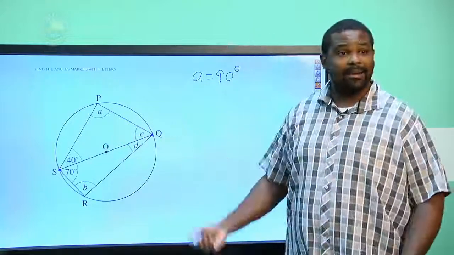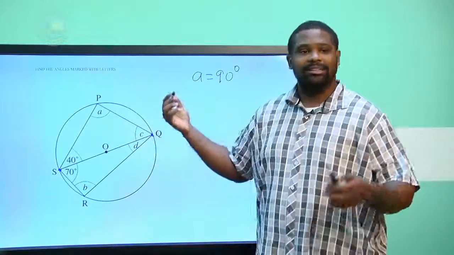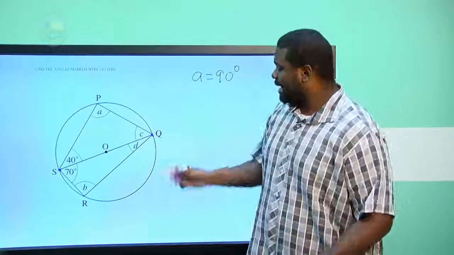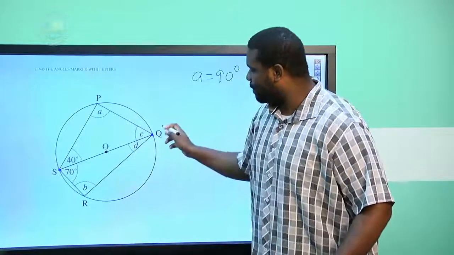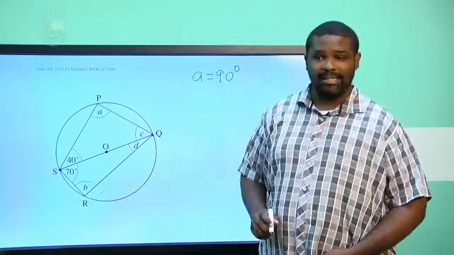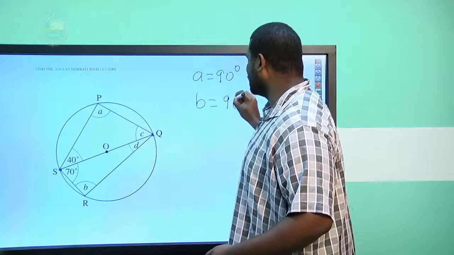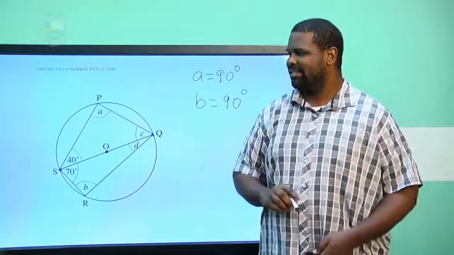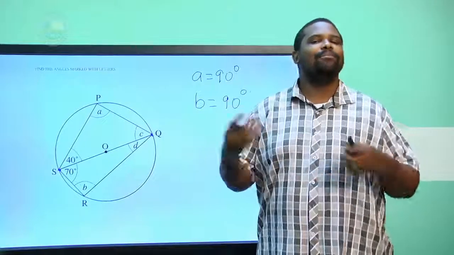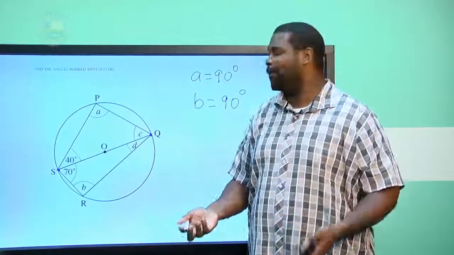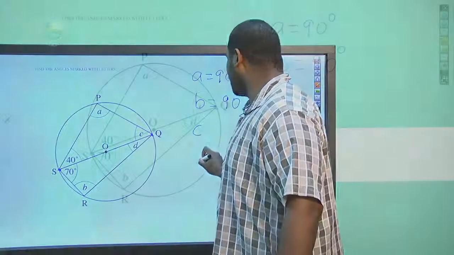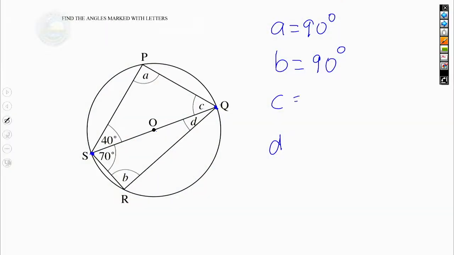But SQ is the diameter. And if the rule, as we just said, is that any angle subtended by the diameter at the circumference is 90 degrees, it means that B is also 90 degrees. And now we begin to apply some of the previous knowledge that we had before. Because we now need to find C and we need to find D. But where is C? C is here.